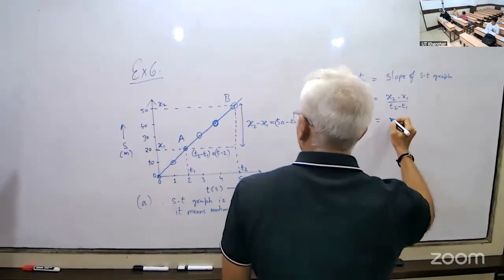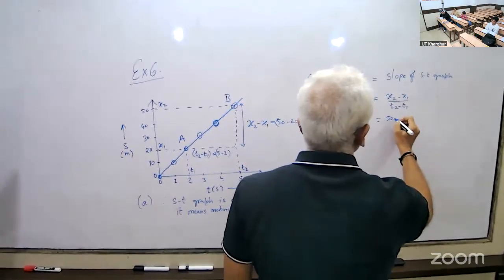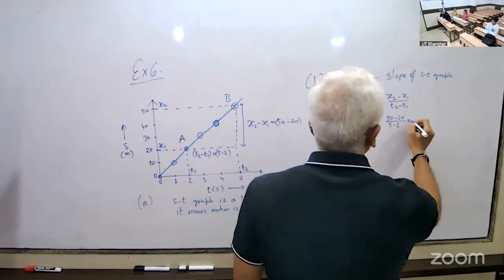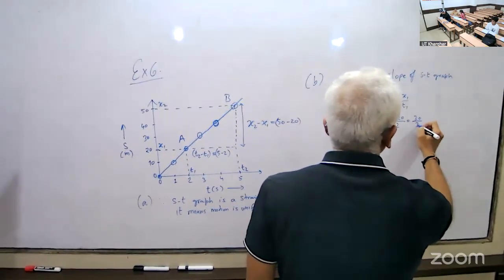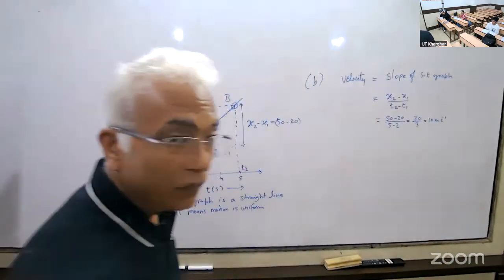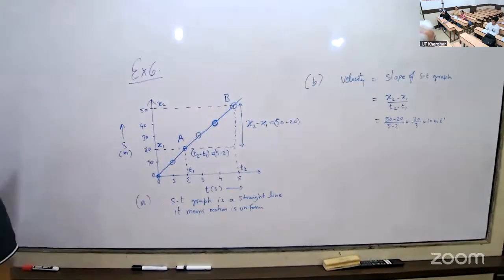So in this case, 50 minus 20 upon 5 minus 2. This is 30 by 3, which is 10 meters. Again, the same thing, 10 meter per second. Got it? So this is the velocity of the car.